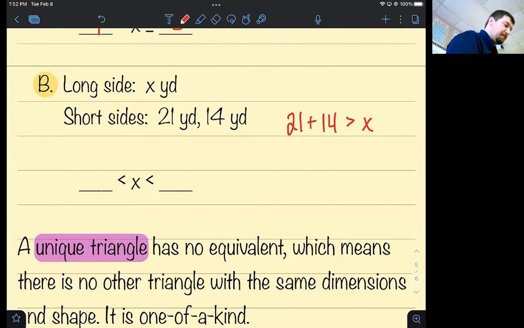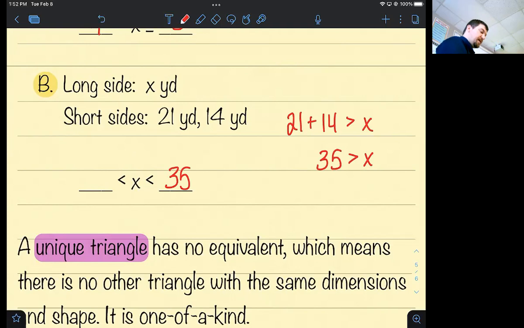What is that, Seth? 35. So x has to be greater. Actually, 35 has to be greater than x. So 35. Is that right? Yeah, I'm doing the long side. So 35 is as long as it can be. So that should go here.